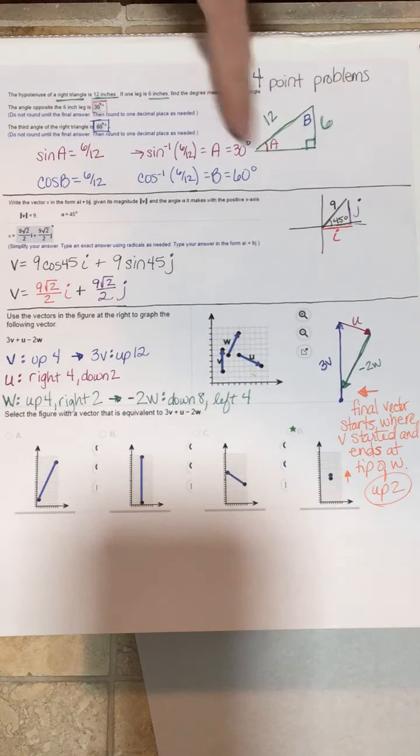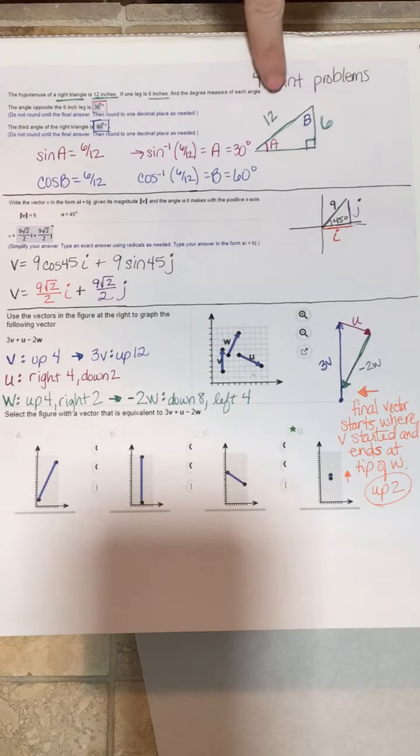So I drew this triangle on my own. I drew the 6, I drew the 12. Notice this is half, so if you remember your 30, 60, 90, you probably would pick up without doing anything that it's going to be 30 and 60 degrees. But if not, we're plugging it in the calculator.